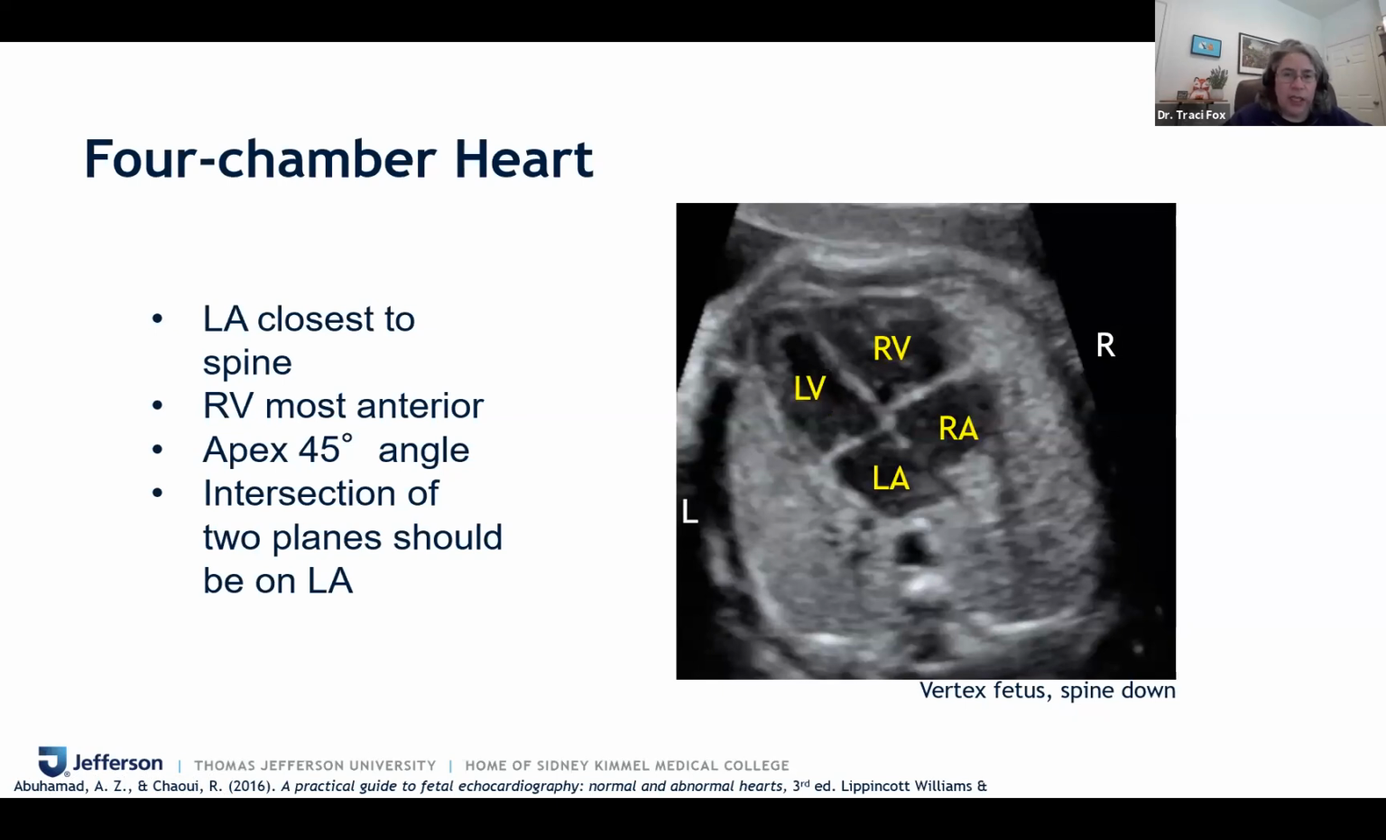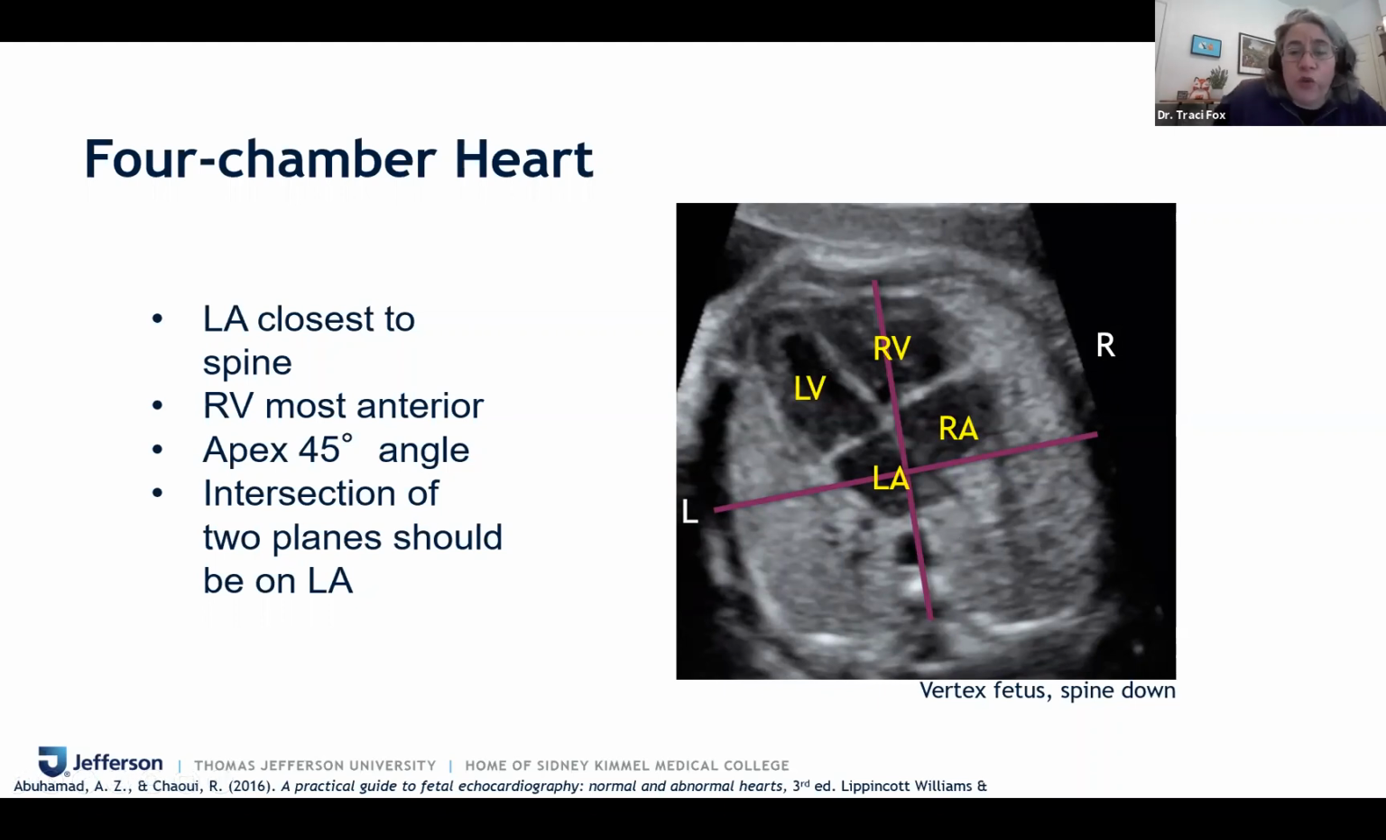Now, notice if I draw two perpendicular lines from the left side of the fetus to the right side of the fetus and from anterior to posterior, where those two lines intersect is the left atrium. And that's critical when we start talking about if the heart's lying in the correct position, or if it's too big, or if it was shoved over by a diaphragmatic hernia or something. It's very important to note where that intersection is. And you can do that visually.